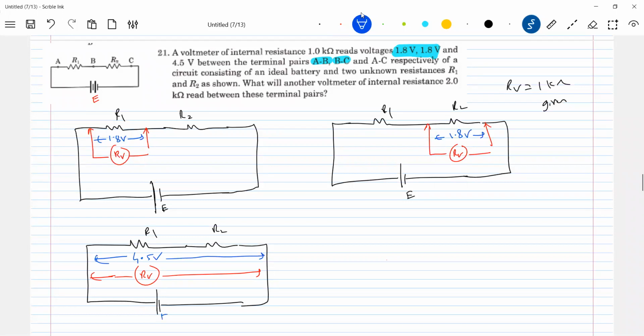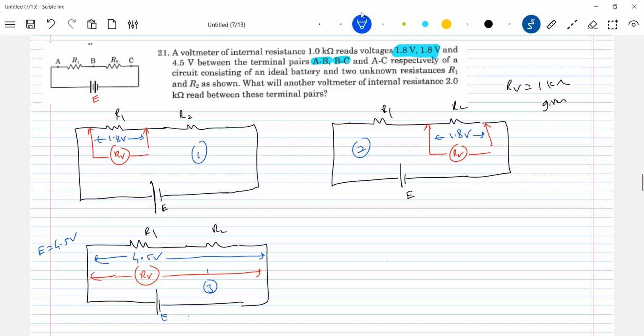Now what should be the EMF of this? Directly, shall I make it? E should be equal to the reading of the voltmeter. What should be the value of E? E must be equal to 4.5 volt. Okay, now I got the value of E. I know the value of E, I know 1.8 volt, I know R1 equal to R2. So let's write this KVL by looking at the first and second diagram.